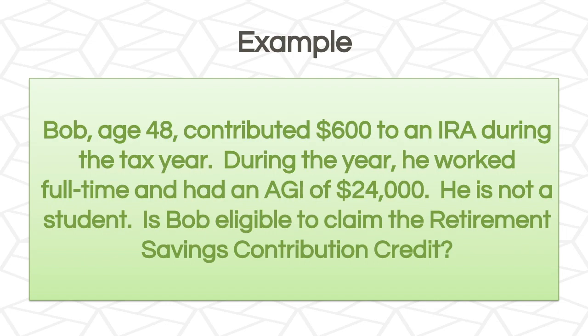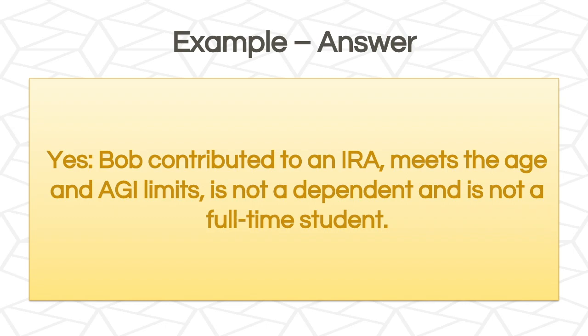So we can look at our Pub 4012 to make sure that, based on his filing status, he is below the AGI limitations, and the software will automatically consider that. We know that he's not a full-time student. He did contribute to a qualified IRA, so it's looking like he'll qualify. And yes, Bob contributed to an IRA, meets the age and AGI limits, is not a dependent and not a full-time student, so he will qualify for this credit.